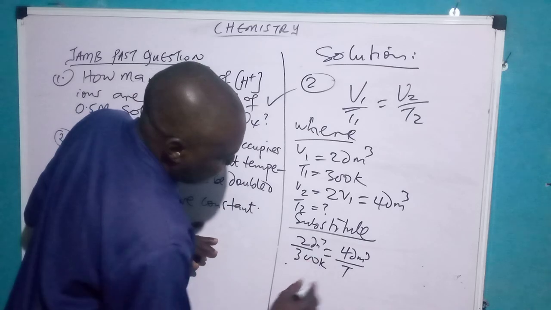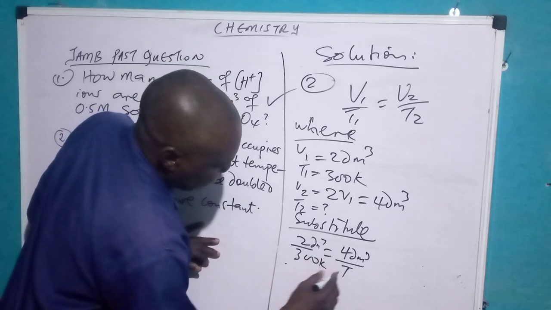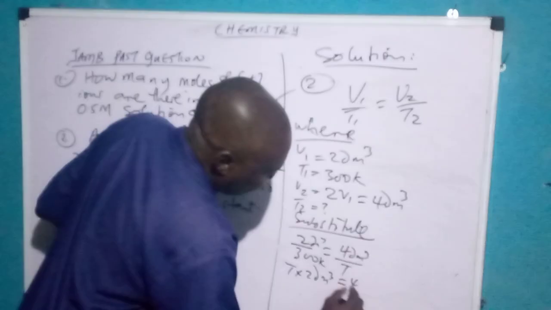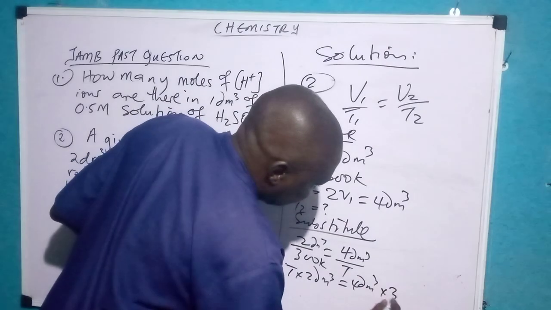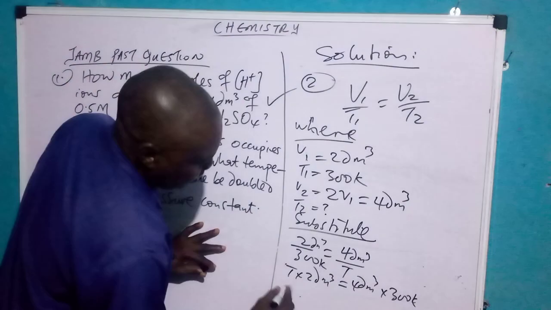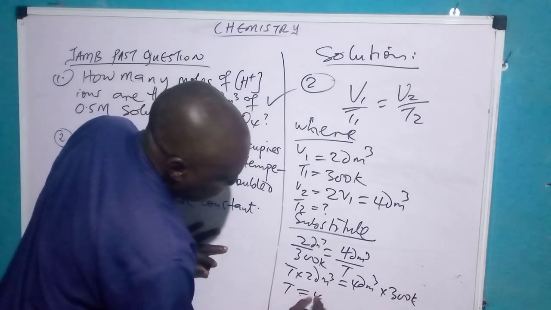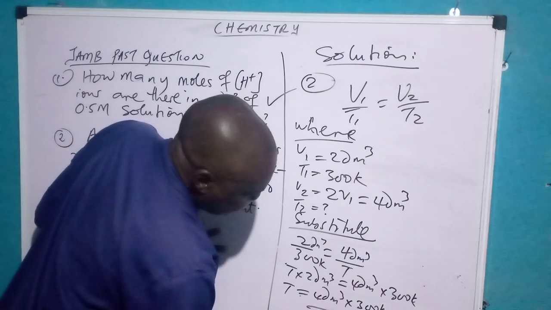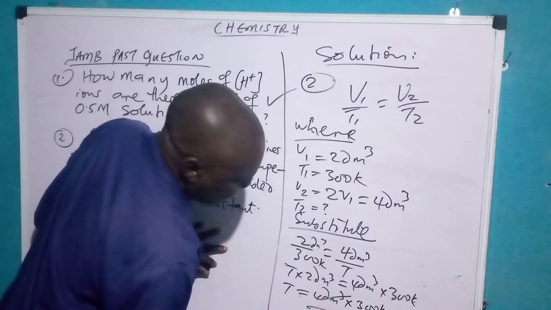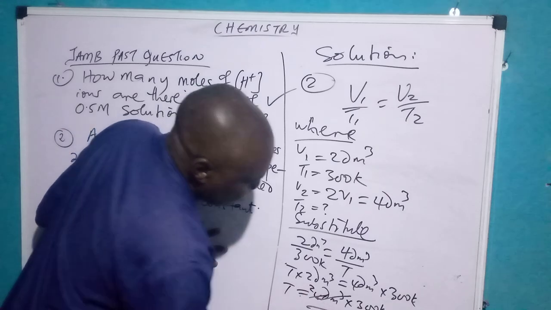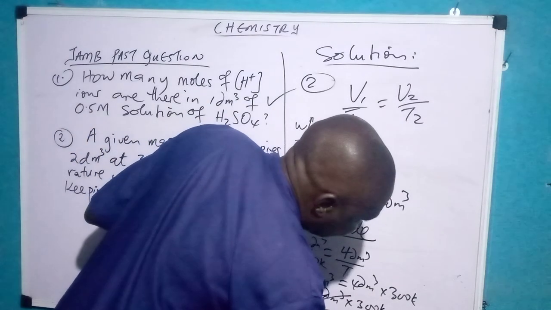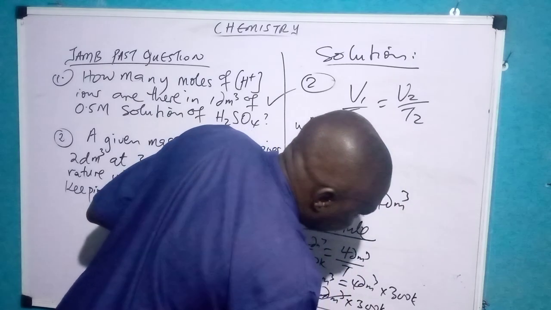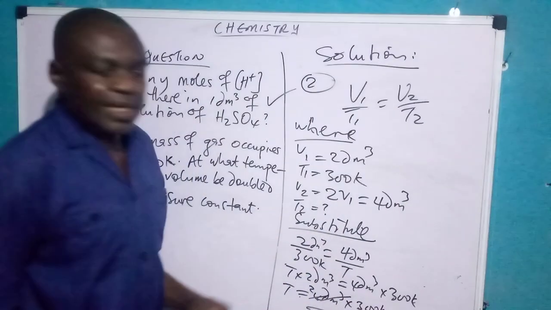So this is Kelvin, we now cross multiply. We have temperature T times 2 dm cube equals 4 dm cube times 300 Kelvin. So temperature will now be, in Kelvin, 4 dm cube times 300 Kelvin over 2 dm cube. Dm cube cancels dm cube, 2 here 1, 2 here 2. It now gives you 2 times 300 Kelvin, which gives you 600 Kelvin. So that's how you calculate it.